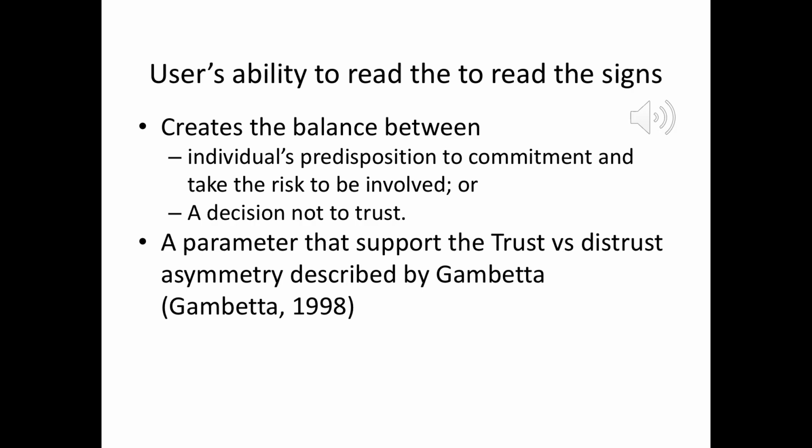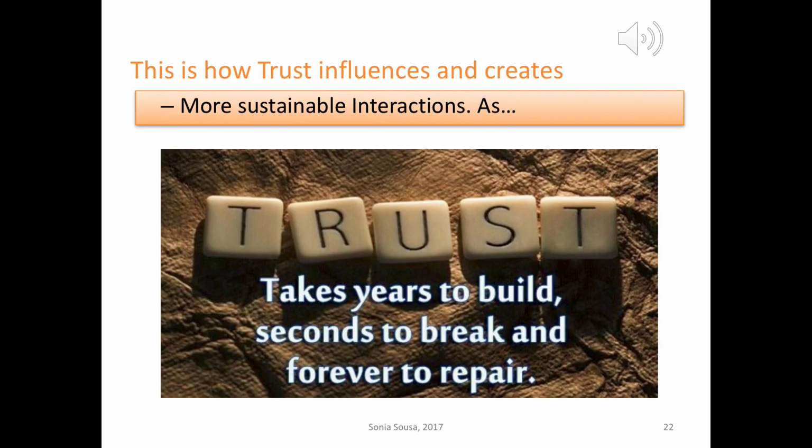A parameter that is supported by Gambetta when he talks about trust versus distrust asymmetry. Trust and distrust asymmetry is an important issue to create sustainable interactions, as it takes many years to build trust, but seconds to break it. And once you break it, it's very difficult to regain trust.